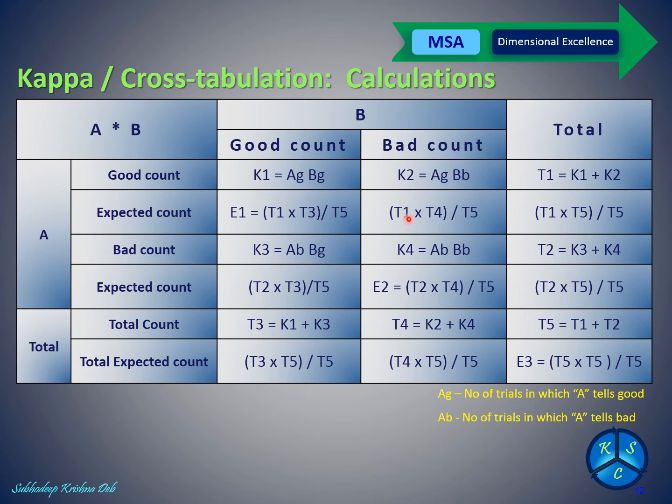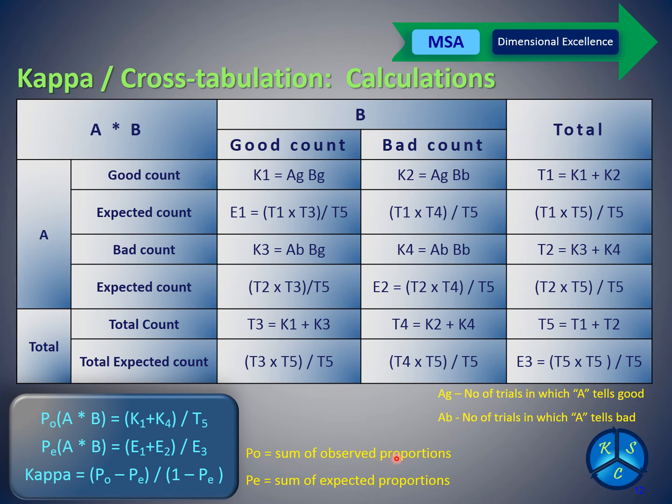This will be given by T1 into T4 divided by T5. T1 into T5 divided by T5 is T1. So similarly we have to calculate as per this step. Now see here, it is mentioned AG is the number of trials in which A tells good and AB is the number of trials in which A tells bad. These are the indicators. After calculating all this, we have to calculate the kappa.